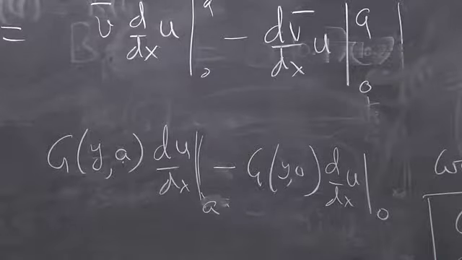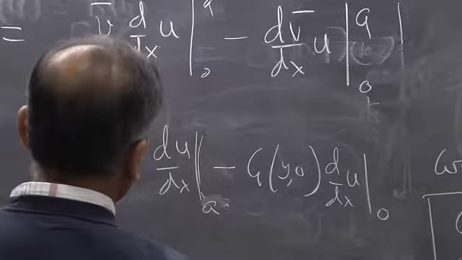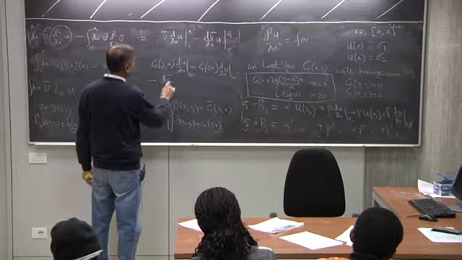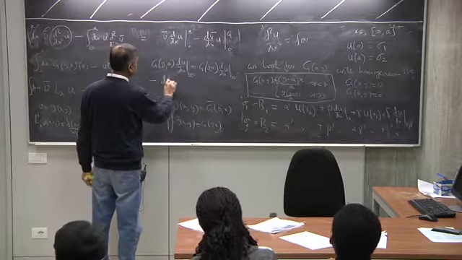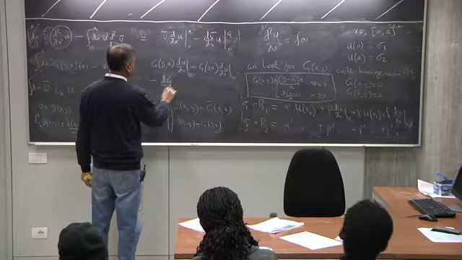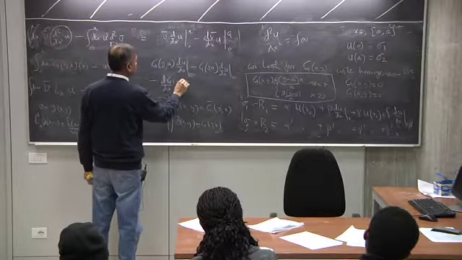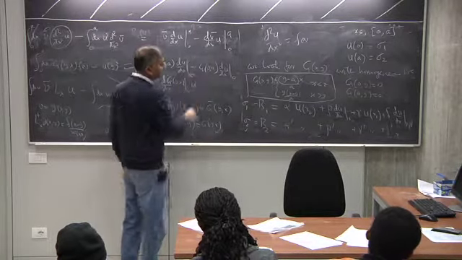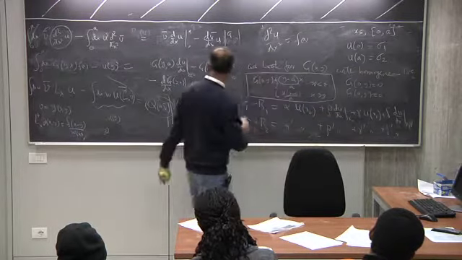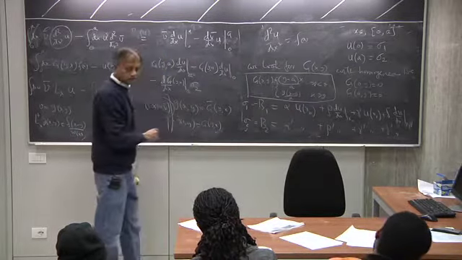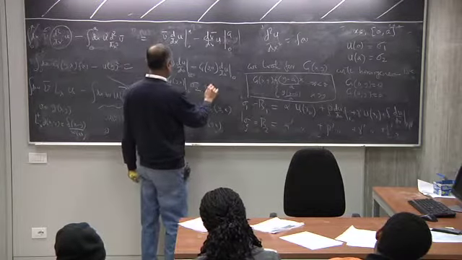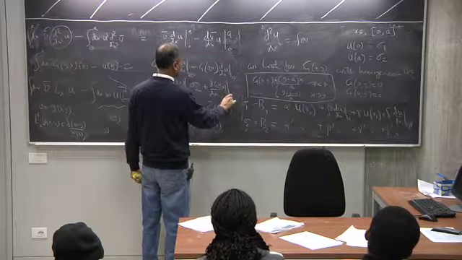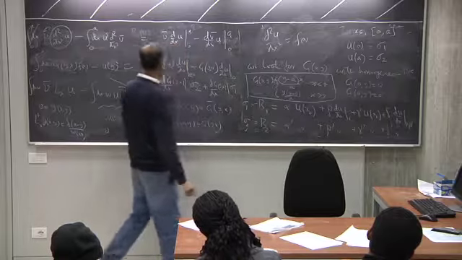Okay, so that's one thing, and then minus dv bar, so minus dg bar, dg by dx of y,x at x equal to a times u at a. U at a is sigma 2. And then you have plus dg by dx at x equal to 0 times sigma 1. That is what the right hand side is.